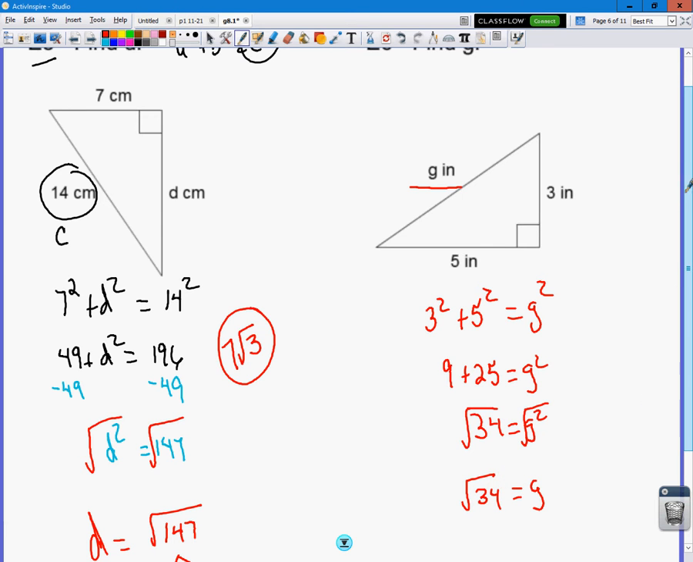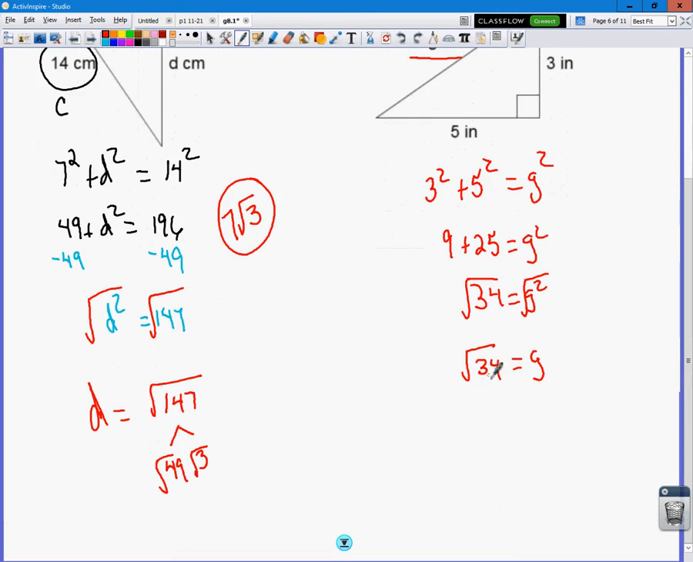If I was looking at my perfect square list, is there a number that'll go into 34 that I can take the square root of? No. So this simply is my answer. G equals the square root of 34. It's divisible by 2 and 17, neither of which I can take the square root of. Everybody okay so far?